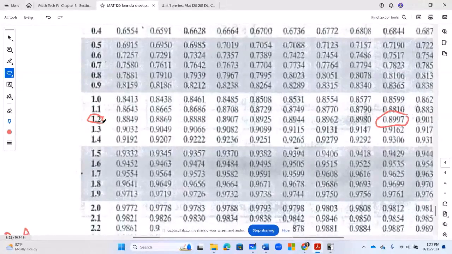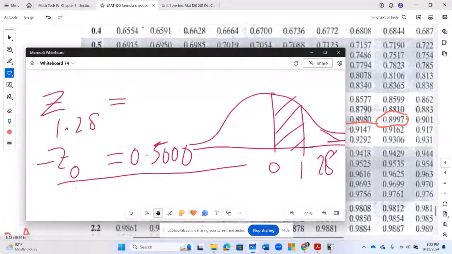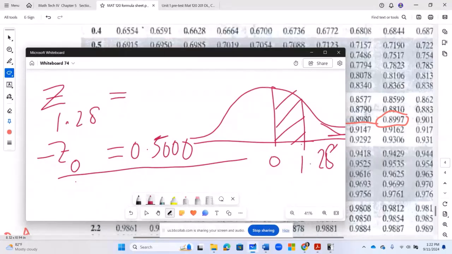I hope you know you are counting on the horizontal. You're counting on the horizontal, and you start counting from 0. It's 0.20, 21, 22, 23, 24, 25, 26, 27, 28. Therefore, the upper bound in that question is 0.8997.